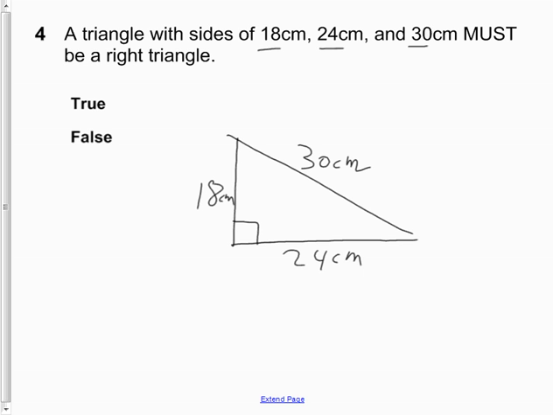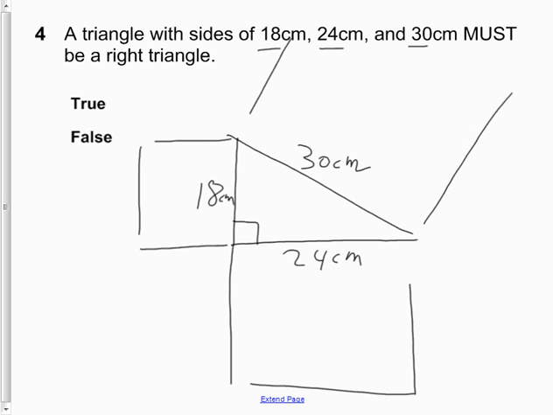And if this was a right triangle, then as Pythagoras stated, the area of the squares attached to the 2 legs of a right triangle will equal the area of the square attached to the hypotenuse. So 30 squared I know is 900. So the area of this square would be 900 centimeters squared. 18 squared, I think, is 326, 324.